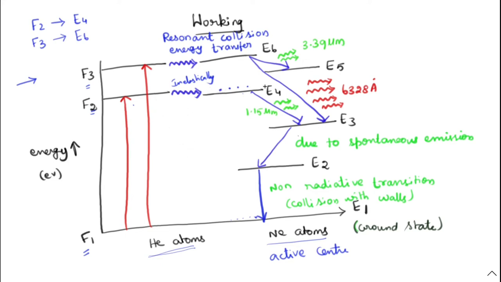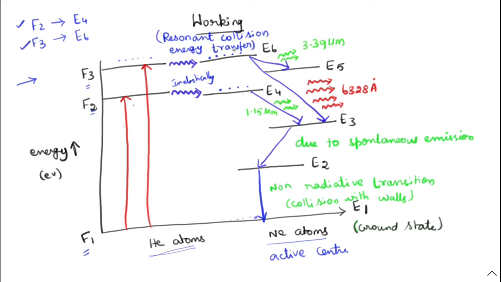The same thing, those atoms in F3 also transfer their energy to the neon atom, and this neon atom directly occupies E6 now. The process is called resonant collision energy transfer. This resonant energy transfer takes place because the corresponding energy levels of helium and neon, as I already said, are close energy levels. That is the reason this phenomenon takes place in the case of the helium neon laser.